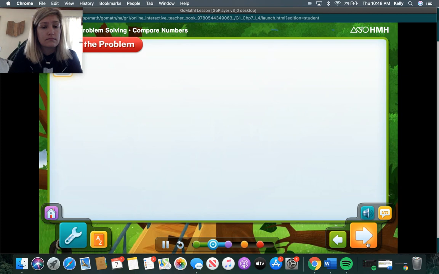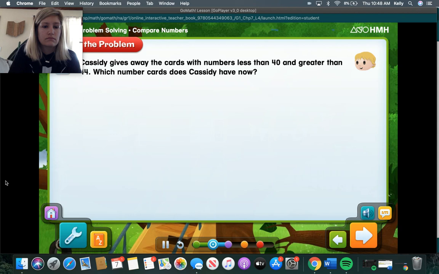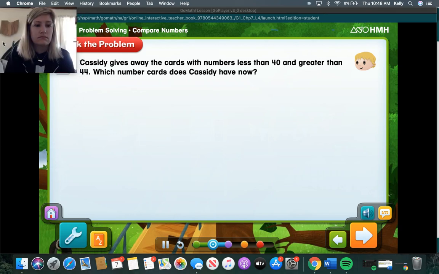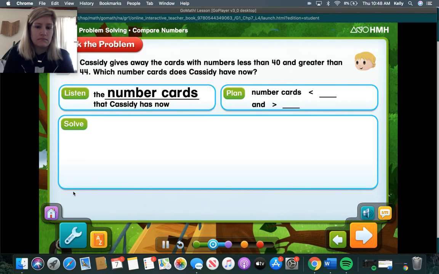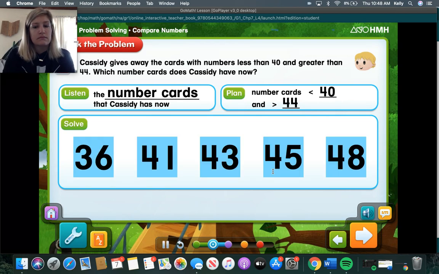Let's unlock this screen. Cassidy gives away the cards with numbers less than 40 and greater than 44. Which number cards does Cassidy have now? What do you need to find? Let's listen to think, what do we need to find out? You need to find the number cards Cassidy has now. What's your plan? So we need to find out what number cards Cassidy has. How are we going to plan to figure this out? Let's see. You can use the number cards less than 40 and greater than 44.